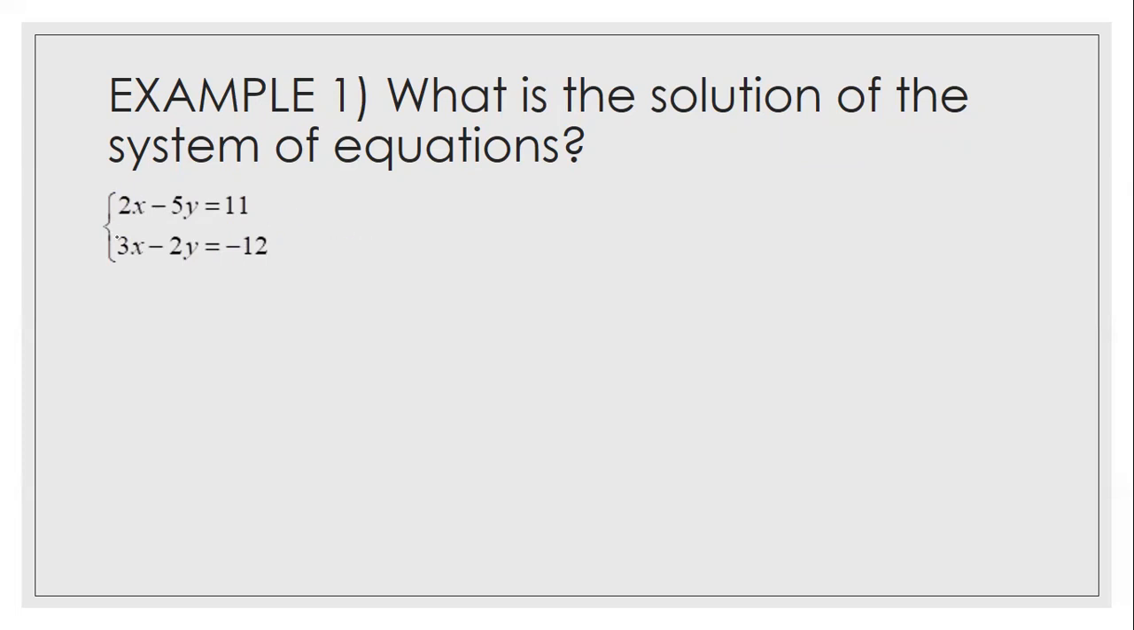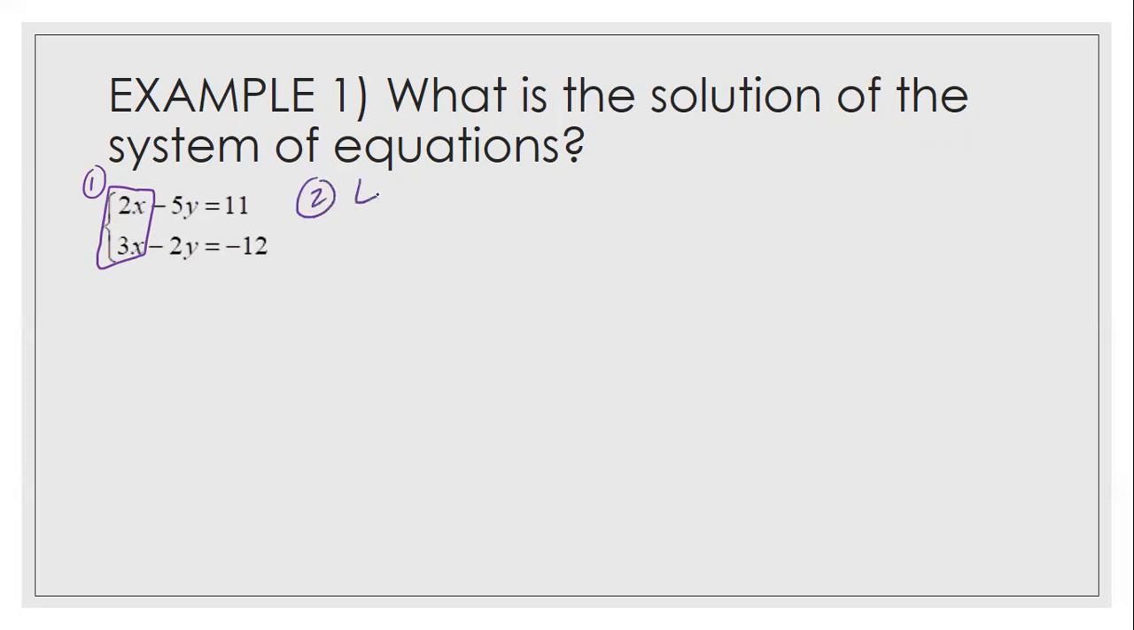So step 1 is to make sure that they are lined up and decide which variable you are going to cancel out first. It doesn't matter which one you decide at all. So let's say we decide we're going to cancel out x's first. Okay, so that's step 1.